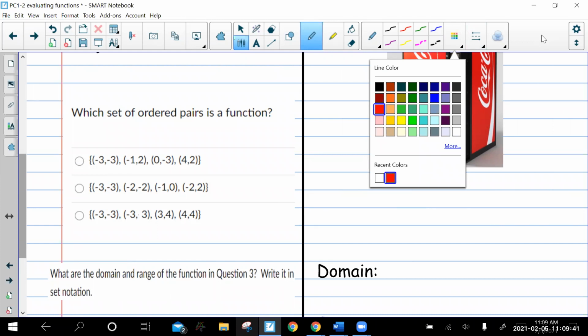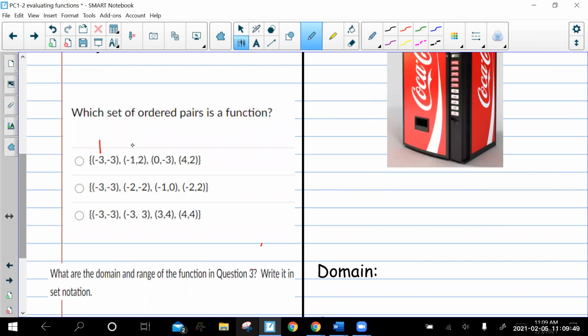So we're looking for every input X. Is there a unique output Y? My inputs here are -3, -1, 0, and 4. Well, they're all different, so there's no chance that it's not a function, because I'm never hitting the same button twice. So that limited amount of information I have means that yes, this one's a function, okay? But let's double check the others.